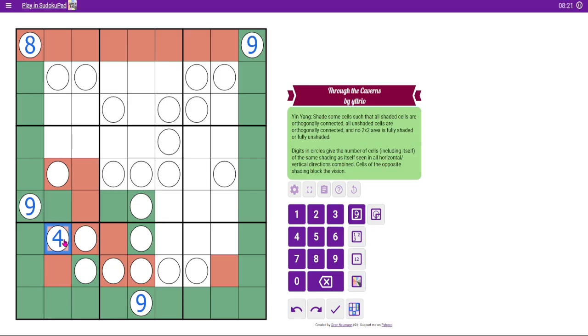Where do we go from here? This one only sees 2 digits. What do we do here? This one, this little circle here, sees 2 digits or 2 shaded cells already, but we already have a 2, so we know it needs to be a higher digit. This one needs to be shaded now.